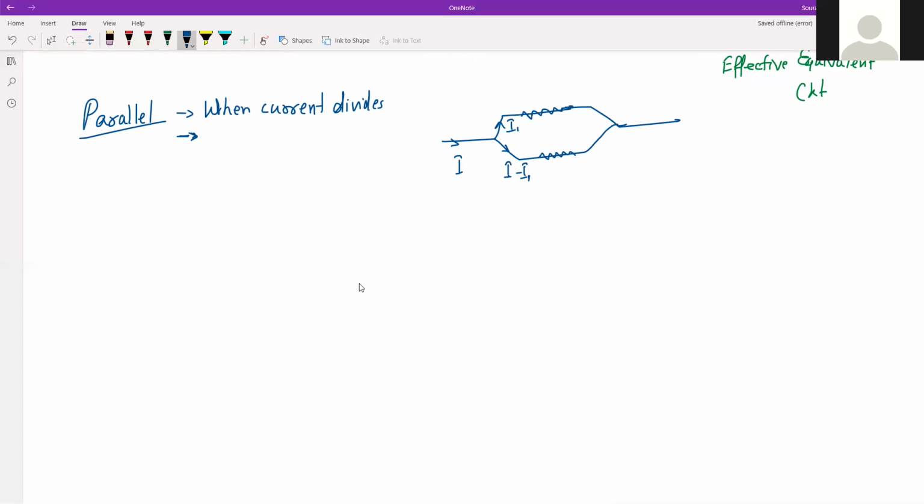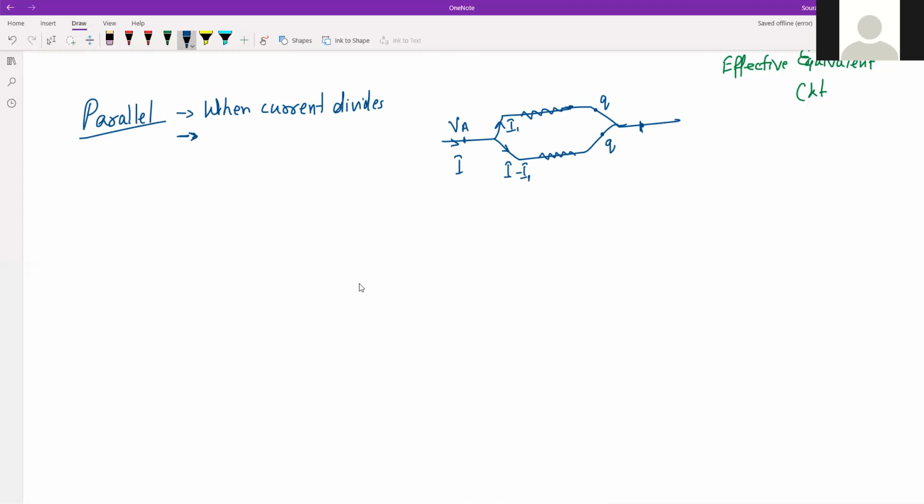Correct? Okay. Now, when the current from here comes to this point, this point is common between these. So if a charge is here and another charge is here, and the charge comes to this point, then here they both will share the same potential.